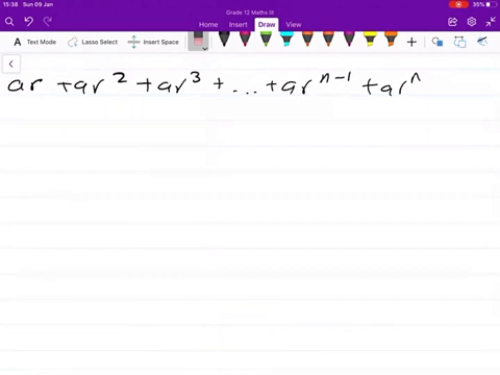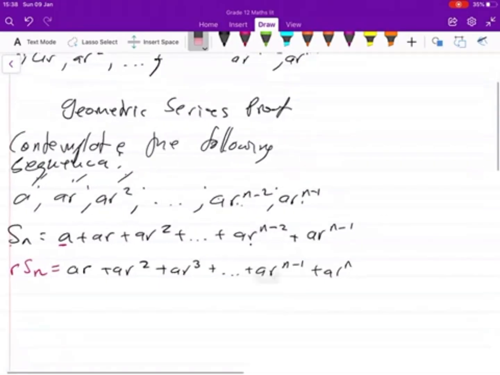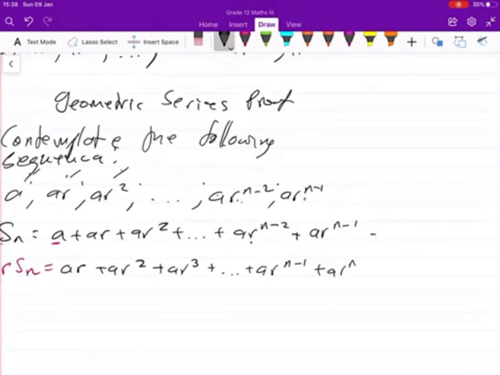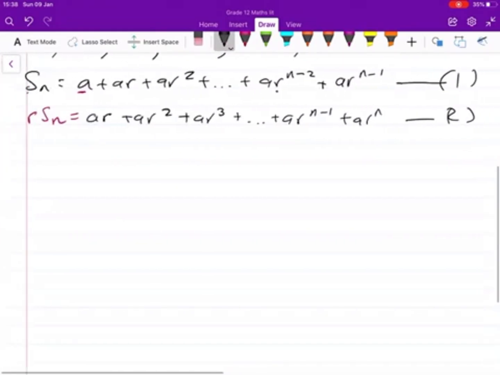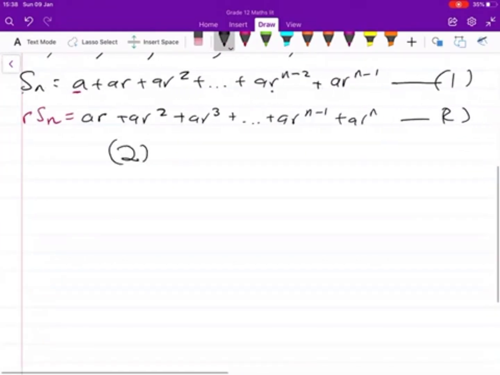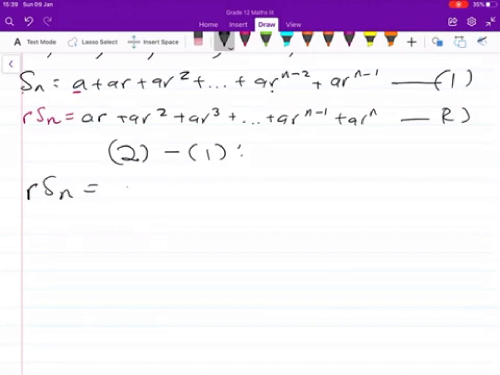Alright, so that is the result that we get there. And here we want to call this equation 1, and we want to call this equation 2. And we will then say equation 2 minus equation 1. So let us write down what our equation 2 is. Our equation 2 is RSn.